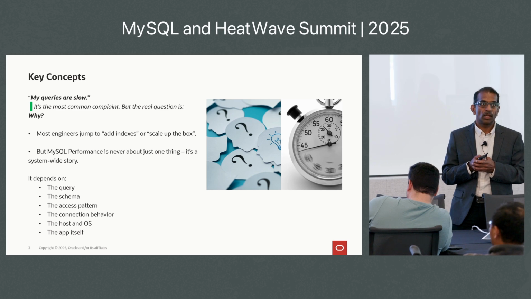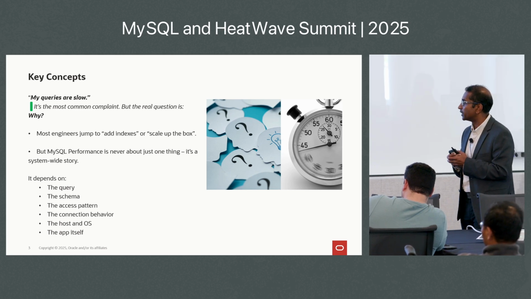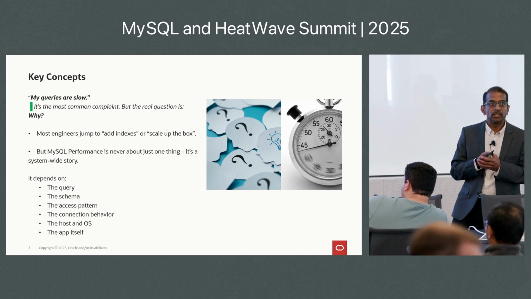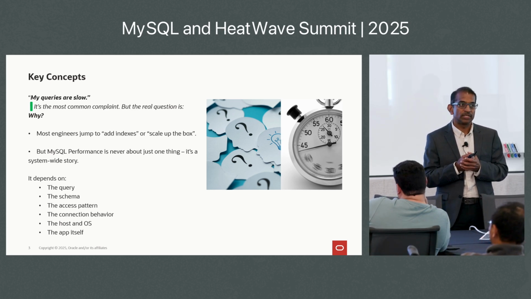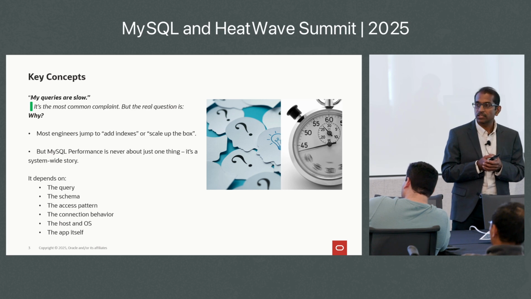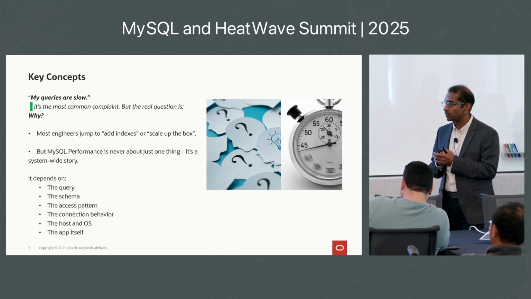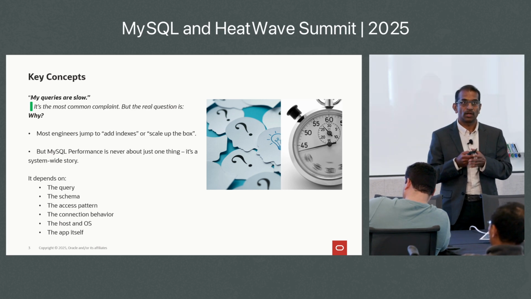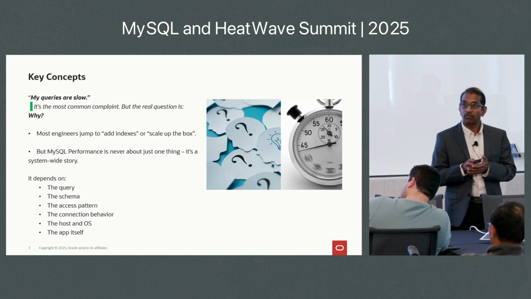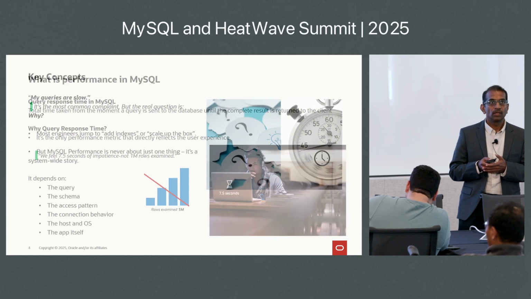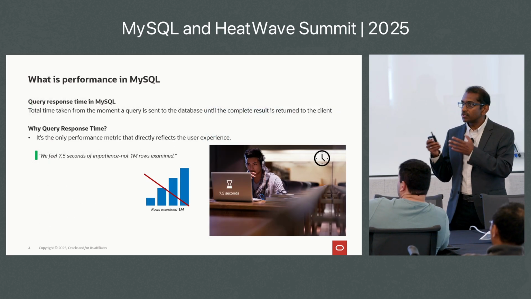So it could be due to a lot of reasons. Basically, it depends upon the query, the schema that you're looking at, the access patterns that the query is driven by, and then maybe the connection behavior, the underlying operating system, and the application itself. So there are multiple ways to look at this problem. So the question is, my queries are slow, how can I make them faster? So what is performance in MySQL?